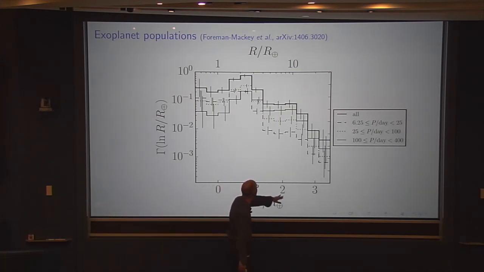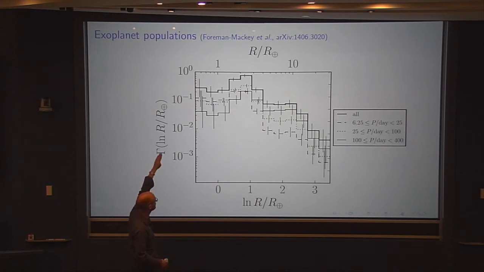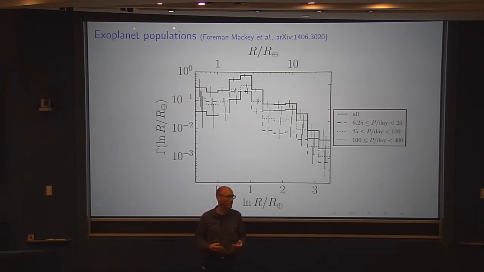Again, if you don't like natural log units, here's a human-readable axis up there. Here's Earth size. Here's Jupiter size. Okay, so Jupiter's about 10 times the size of the Earth. So there's Earth size, Jupiter size. And this is, again, that horrible log axis. So the features in this plot are really very large. So this peak around 2 Earth radii is a real peak. We really think the dominant exoplanet in the world or in the galaxy is around 2 Earth radii, bigger than the Earth. And this is a size of planet that just doesn't exist in our solar system.